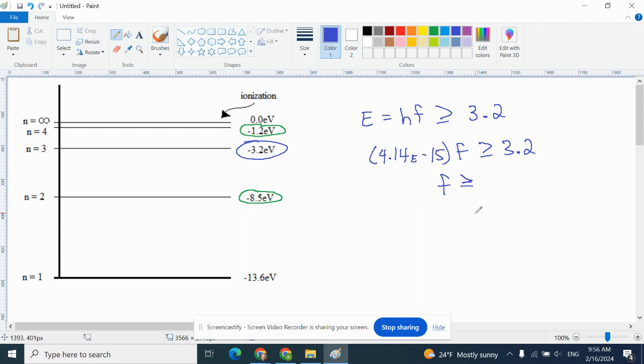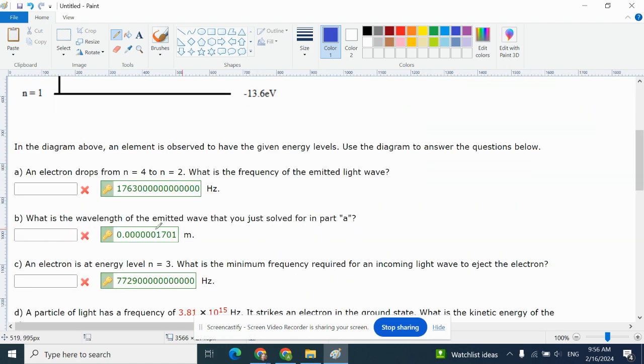So the frequency must exceed 7.73 times 10 to the 14th hertz. Any frequency equal to or greater than that will work. So they got 7.729, so that's 7.73. Check my zeros. 1, 2, 3, 4, 5, 6, 7, 8, 9, 10, 11, 12, 13, 14. All right. Checked out.